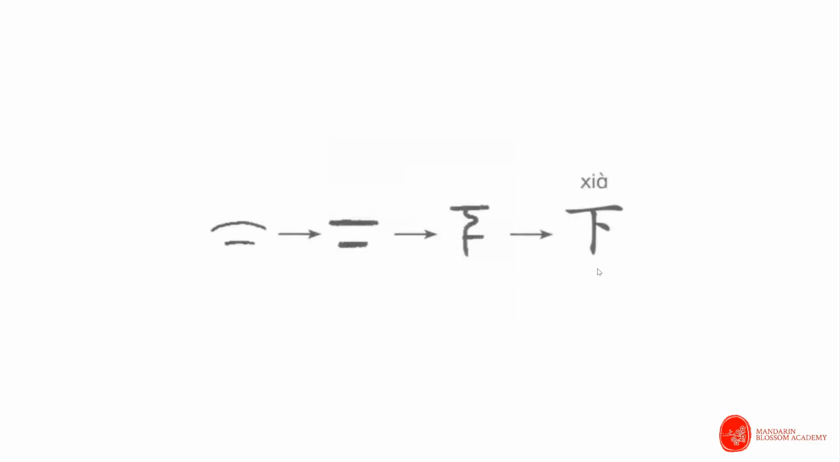The next one is 下. So based on the logic of creating the last character, can you guess the meaning of this one? It's the opposite of 上. This 下 means down or below. Now you can trace it or write it down.